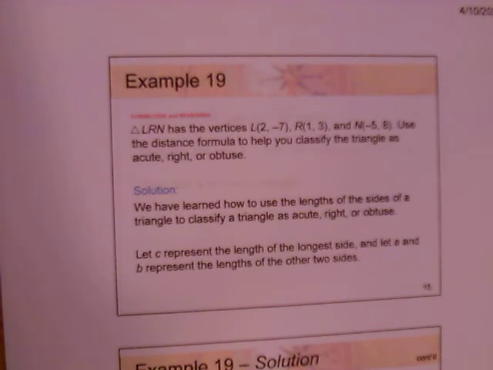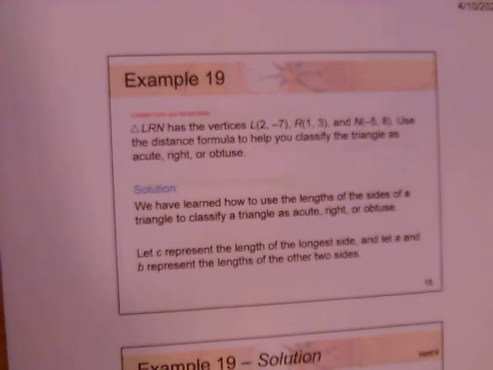All right, let's look at this example. Triangle LRN has the vertices L, which will be (2, -7), R has the coordinates (1, 3), and N has the coordinates (-5, 8). Use the distance formula to help you classify the triangle as acute, right, or obtuse.